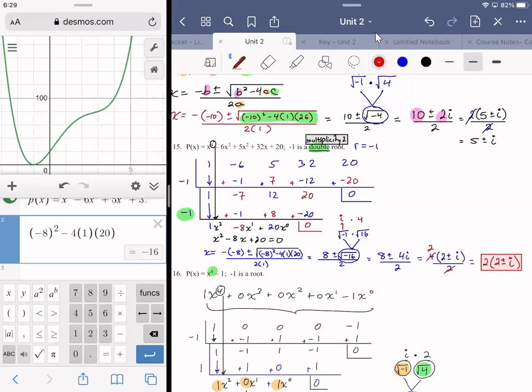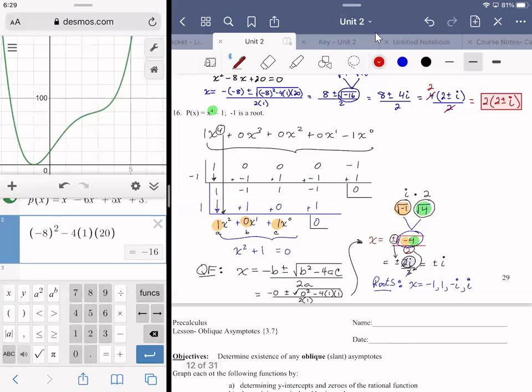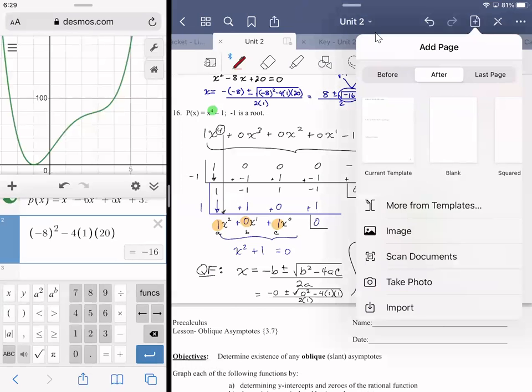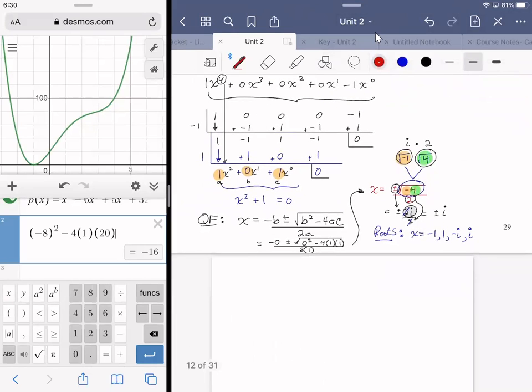Class notebooks, unit 2. All right, that one might be a little much. I mean, it's a little much, but we're going to do it anyway. Good looking problem. Blank page. I'm just going to jot it down.